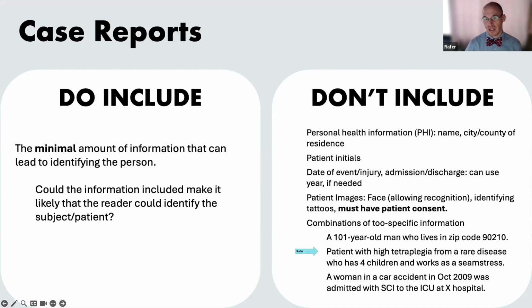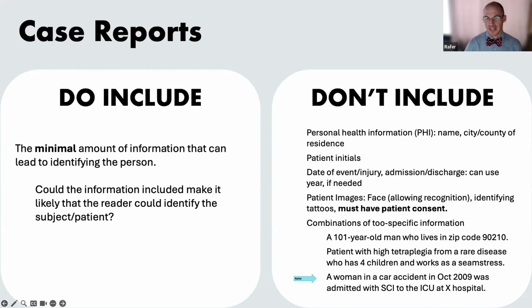Likewise, a patient who has high tetraplegia from a rare disease and has 4 children and works as a seamstress. In this case, you didn't mention location, you didn't mention the age of the person, but the combination of a rare disease with a specific level of spinal cord injury and these additional details about the social life and her work too easily identifies this person by potential from the reader.